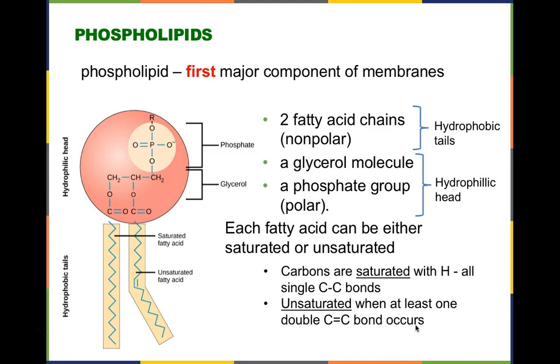Each fatty acid, which is the nonpolar component, remember the two fatty acid tails, can either be saturated or unsaturated. If unsaturated, with at least one double bond that forms a kink or a bend in the fatty acid tail, it allows for some flexibility. If the fatty acid tail is saturated, then we're going to see that the tails can be packed more tightly together.